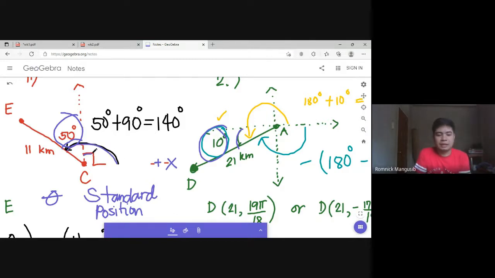And 90 plus 50 is 140. Ganun din ang nangyari dito. Kaya tingnan nyo yung movement ng yellow and the movement of blue. They all started from positive x-axis indicating a standard position. Okay, so I think you have to take note of this. Okay?